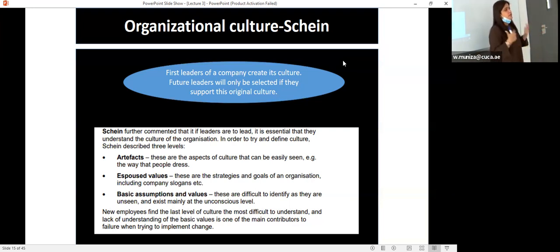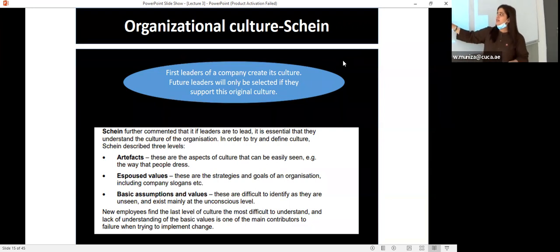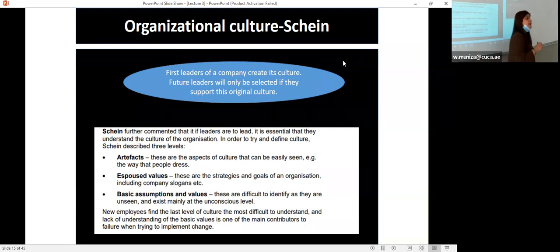Like I have given an example so many times of the dress code. Say, for example, the attitude of the persons. Say, for example, the punctuality of the persons in the organization, the regularity of the persons in the organization. So the first level of culture which can be seen easily as per Schein is known as artifact. So what he says, these are the aspects of the culture that can be easily seen. That is the way that people dress. So they are not difficult to be identified. Whoever is coming new to the organization can see these things in an easy manner.